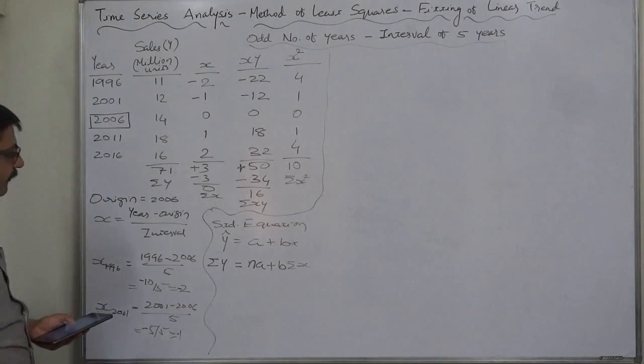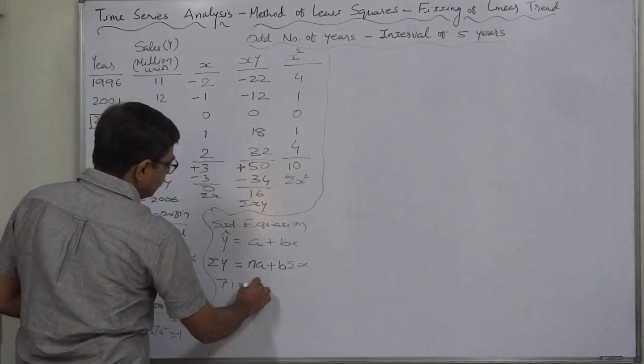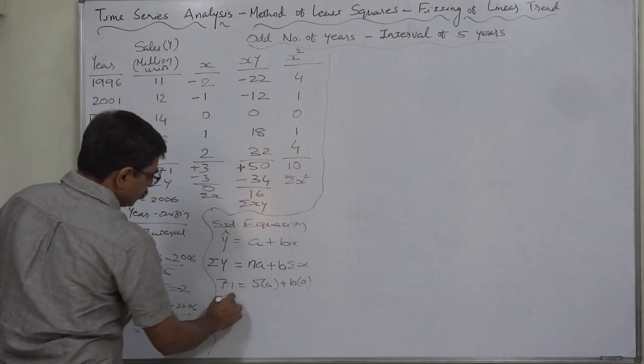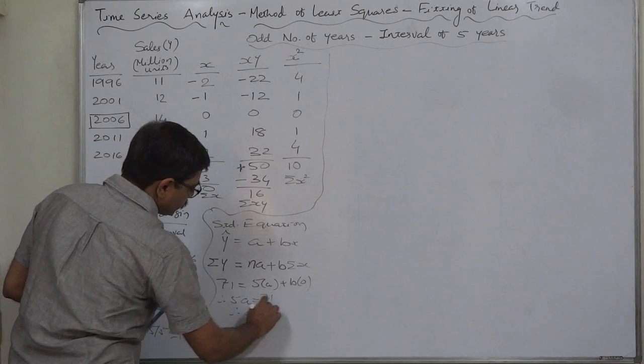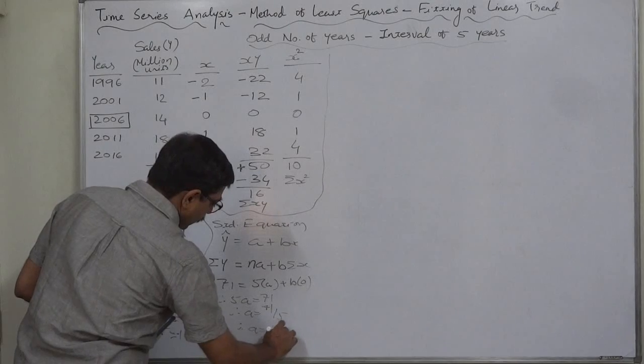Let's substitute the values. Sigma y is 71, n is 5 and sigma x is 0. So ultimately it is 5a equals 71, therefore a equals 71 divided by 5, therefore a comes to 14.2.